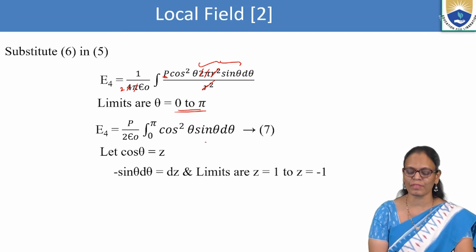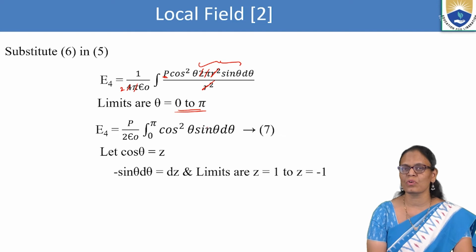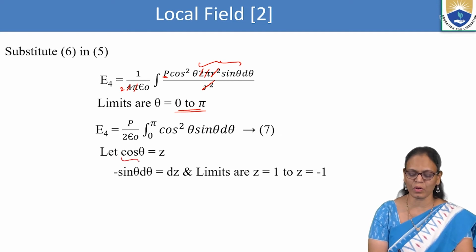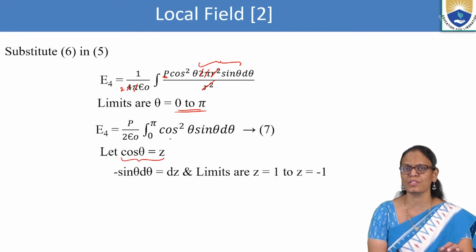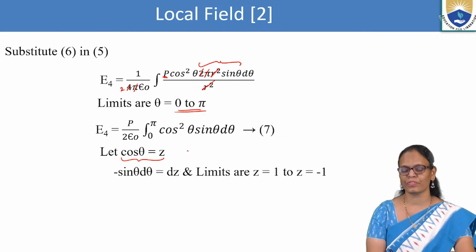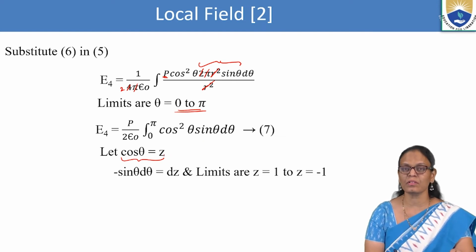Now I have to solve the integral and get the value. For that, just to solve this integral, I consider let cos theta be equal to z. Now when cos theta is equal to z, what will be the derivative of cos theta?